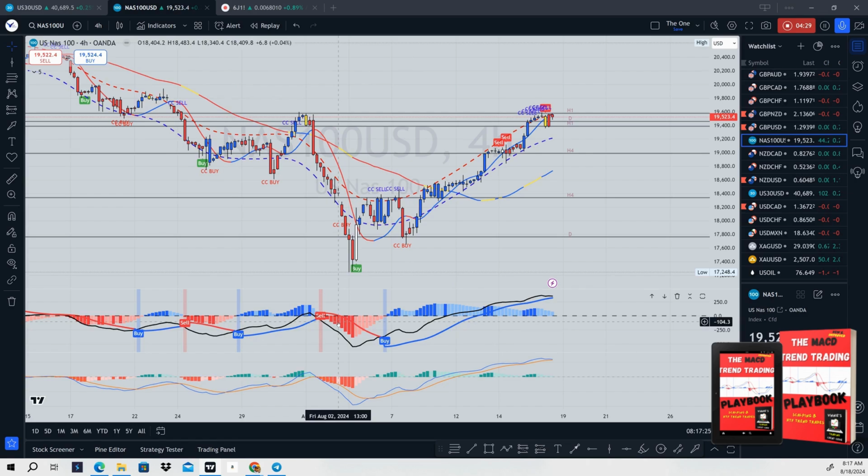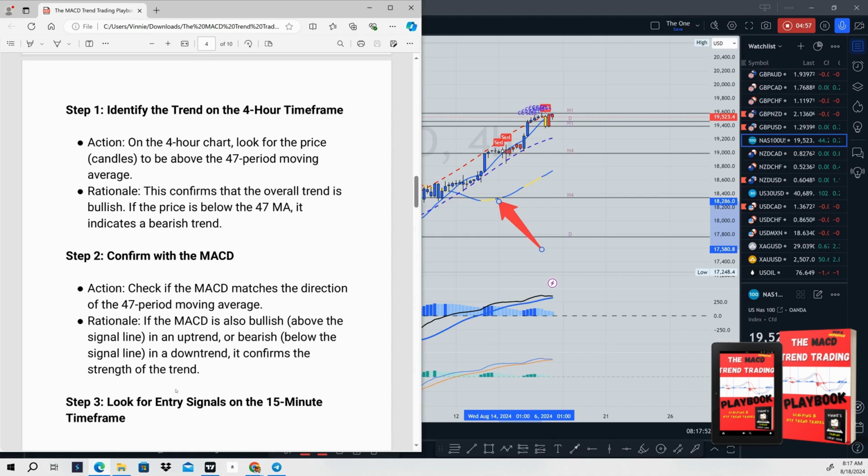So this right here, this SMA, is a 47 period moving average. Okay, so the first thing we want to ask ourselves is, is price above or below the 47 moving average? Well, we can see that price is above the 47 moving average, right? It turned blue, which is the indication that price is bullish. Okay, let's go back to our ebook.